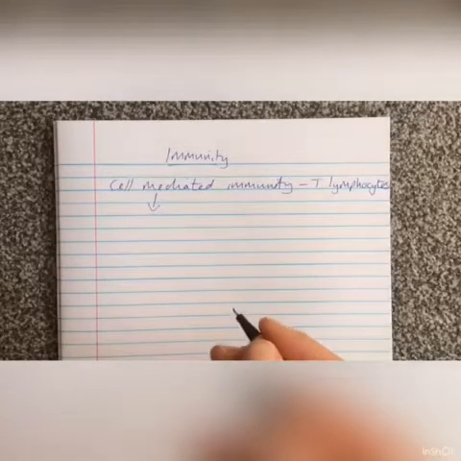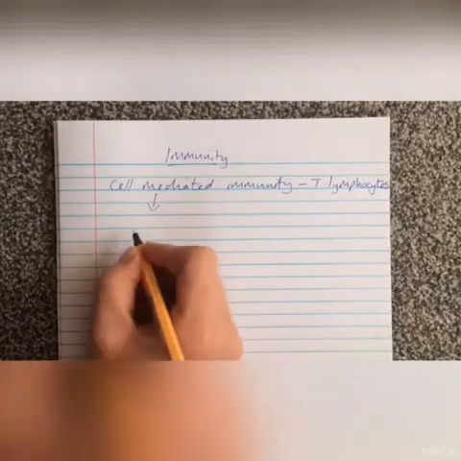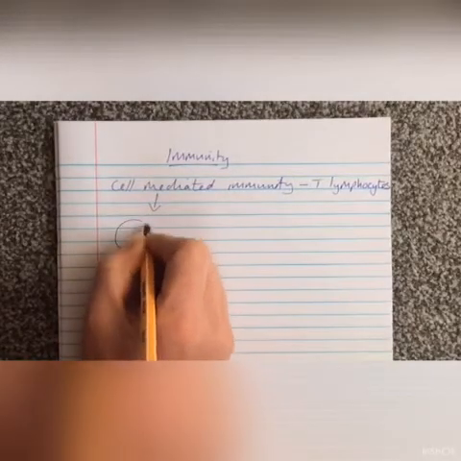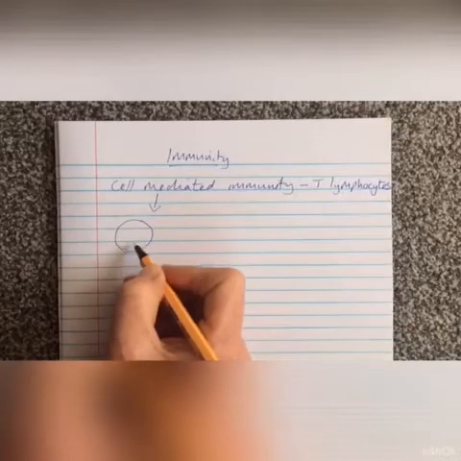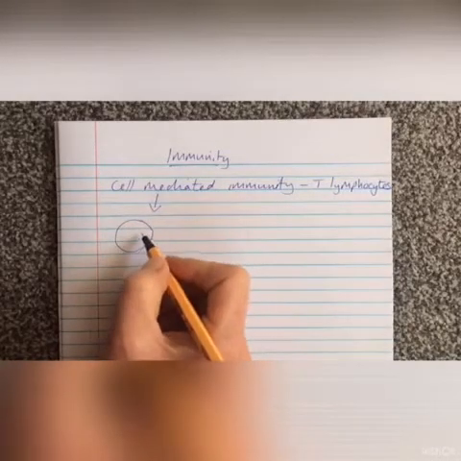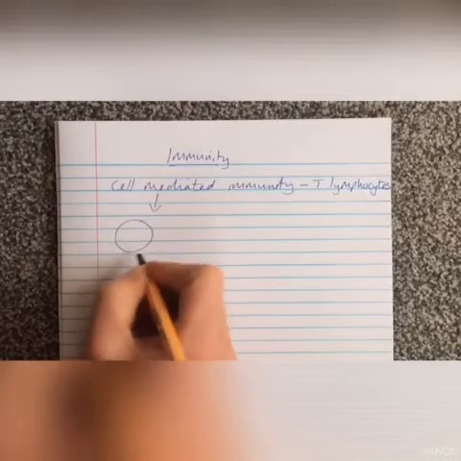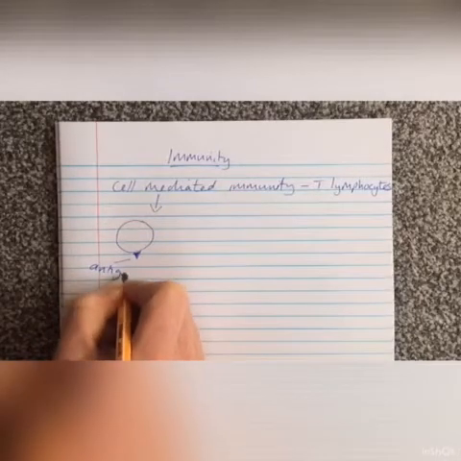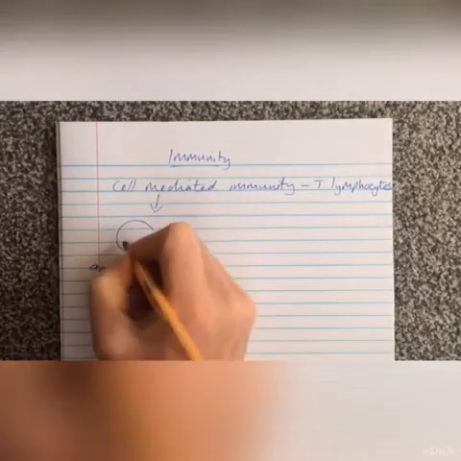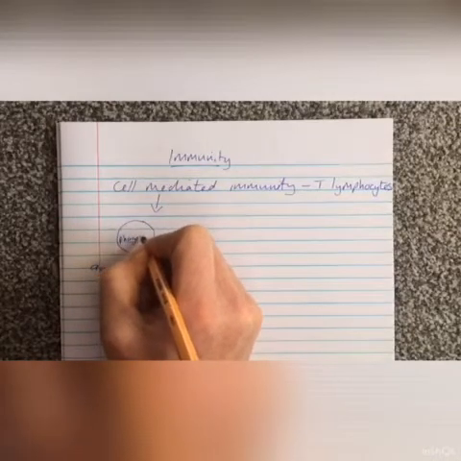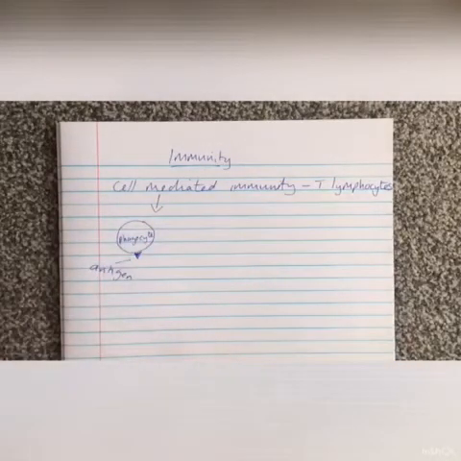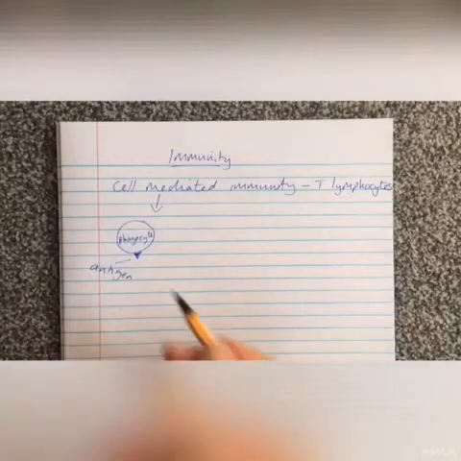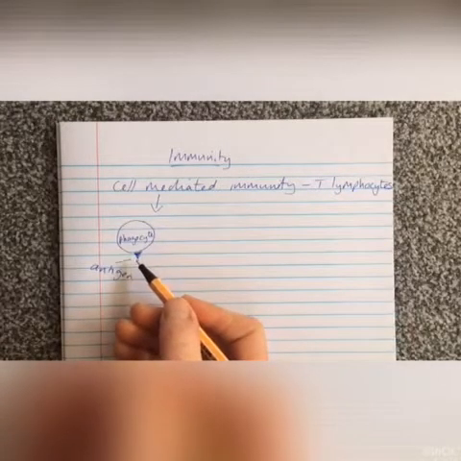It means that T lymphocytes only respond to antigens which are on cells. Okay, so for example, a phagocyte which has engulfed, so we talked about last lesson, we talked about a phagocyte engulfing a pathogen. When it's done that, what it does is it presents the antigen on its surface. So any phagocyte which has engulfed a pathogen will display the antigen on its surface, and T cells can deal with that.